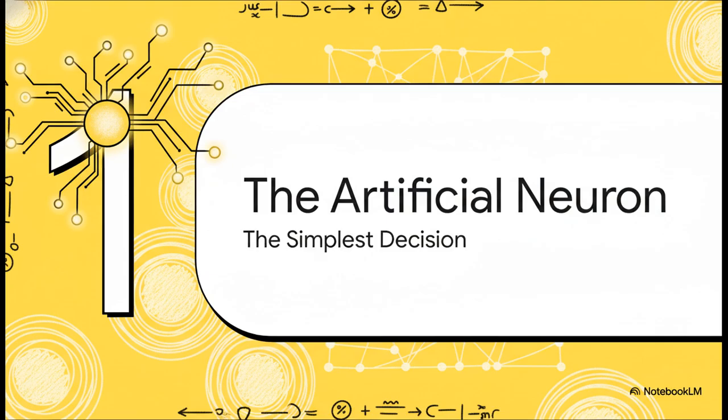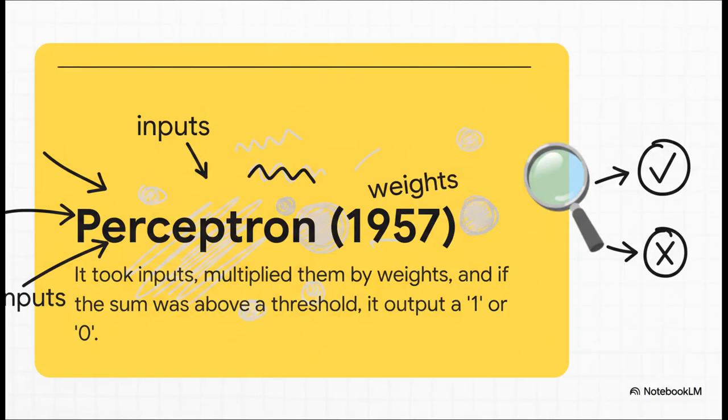Okay, so let's peel back the layers of this digital brain and start with its most basic, most fundamental building block, the single artificial neuron. Meet the perceptron. This thing was first dreamed of way back in 1957 by a guy named Frank Rosenblatt, and it's basically the granddaddy of all modern AI. Think of it like a tiny decision maker. It takes in a few pieces of information, weighs how important each piece is, and then just spits out a simple yes or no. That's it.